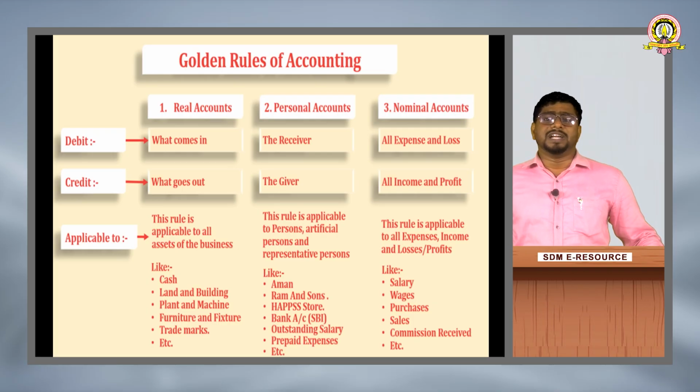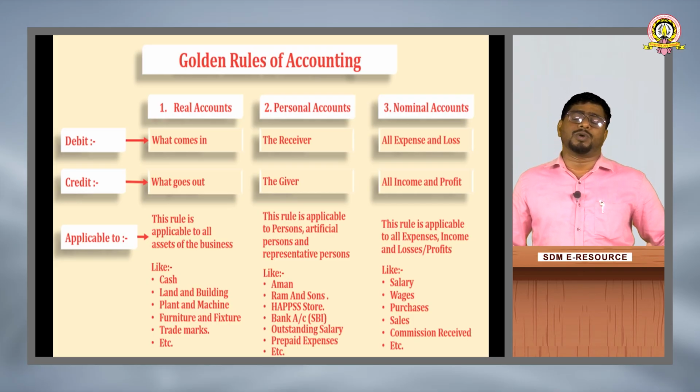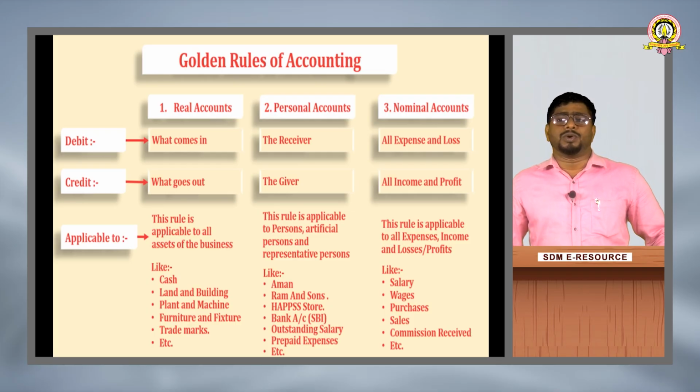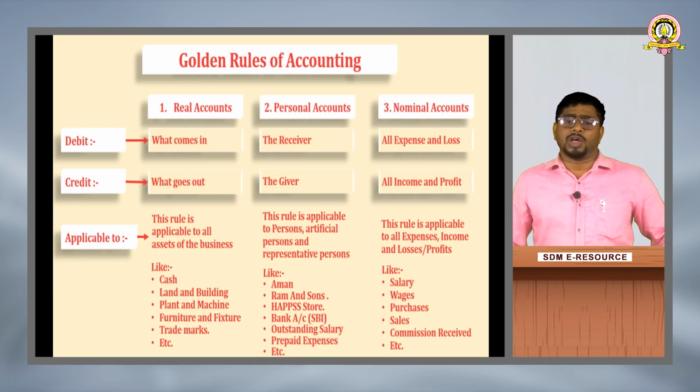For real account, debit what comes in, credit what goes out, and it is applicable for all the assets. Personal account, since it is related to a person, debit the receiver, credit the giver. All natural personal account, artificial personal account, representative personal account come under personal account. And nominal account, debit all expenses and losses, credit all income and gains. All expenditure, losses, gains and income are covered under nominal account. These are the golden rules of accountancy.